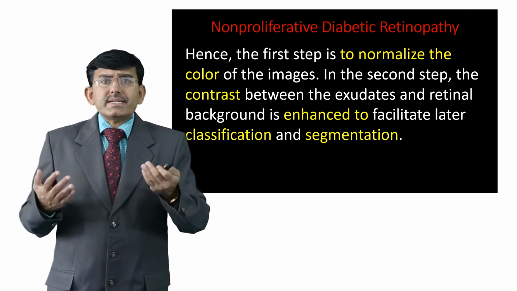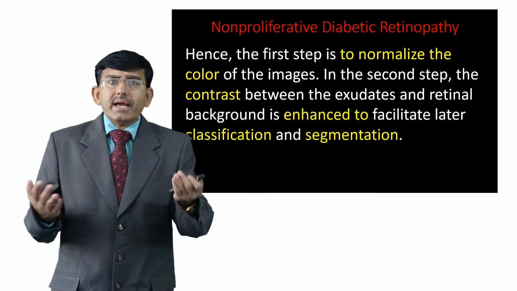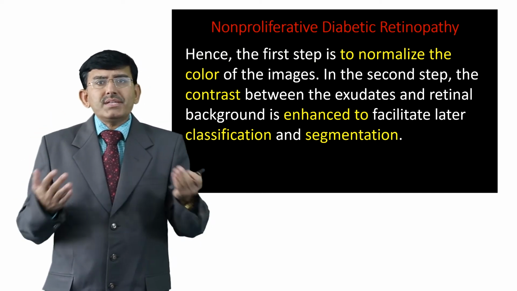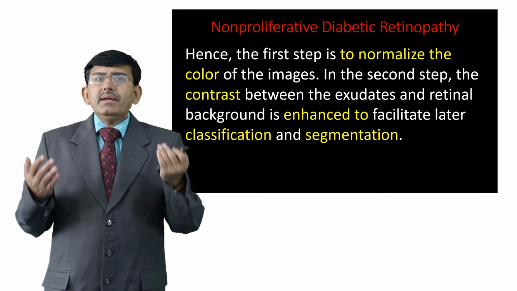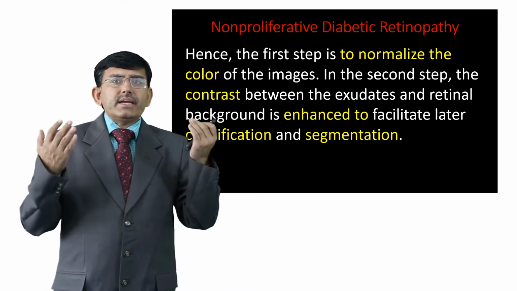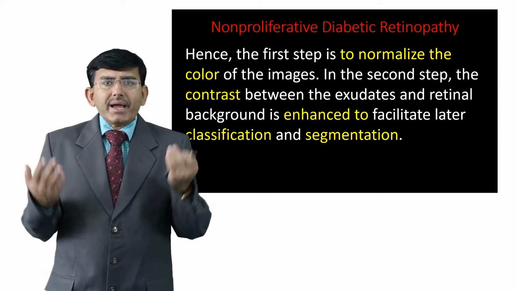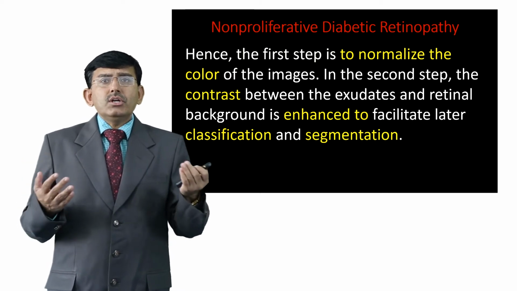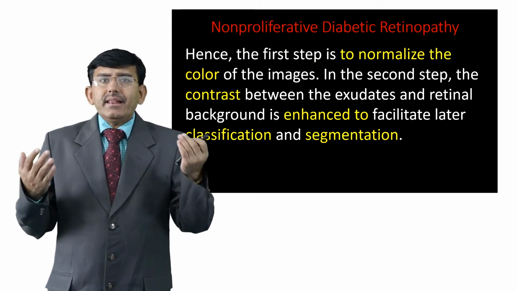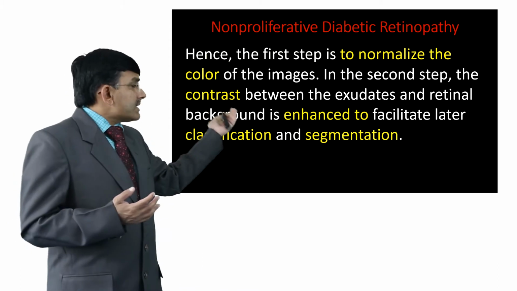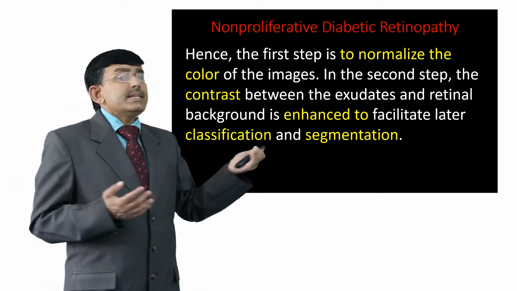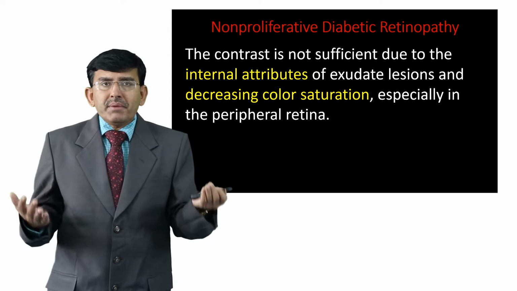Therefore, the first step is to normalize the color of the images. In the second step, the contrast between the exudates and the retinal background is enhanced, which will facilitate the later classification as well as segmentation of the images.